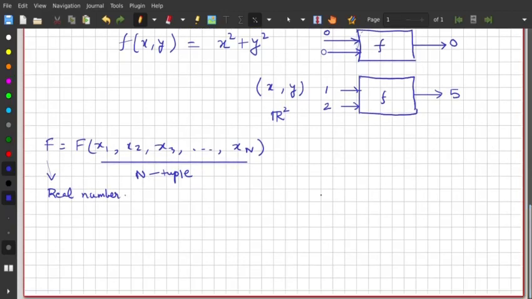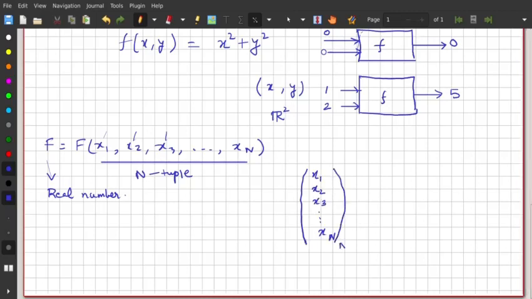So this idea of a function where you're taking n inputs can be thought of in a slightly different manner. Let's write this tuple in the form of a column vector. Let's say we write it x1, x2, x3, up to xn. This is an n cross 1 column vector.